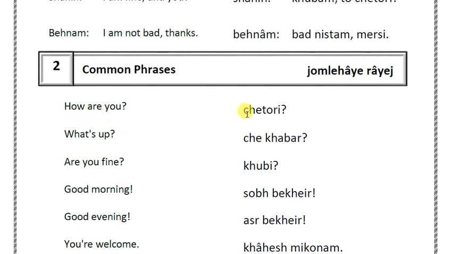It is how are you? It just means چطوری. چه خبر. چه خبر simply means what's up. خوبی. Are you okay? Are you fine? Are you good? خوبی. صبح بخیر, good morning. عصر بخیر. عصر بخیر means good evening or good afternoon. خواهش میکنم. خواهش میکنم means you're welcome.